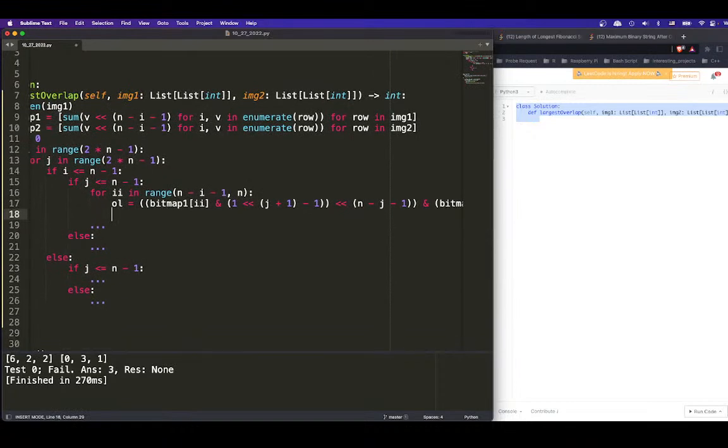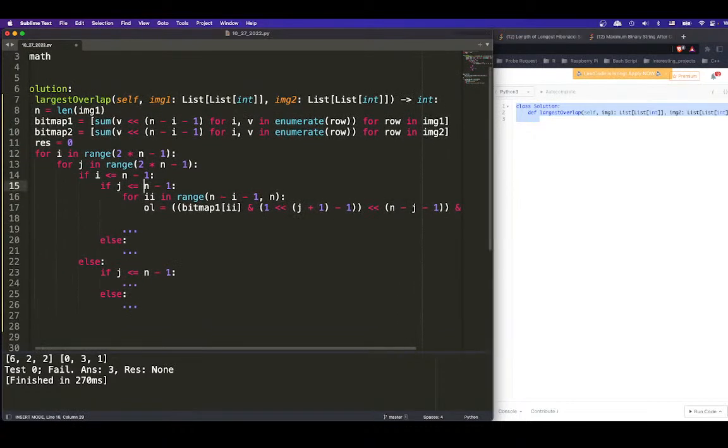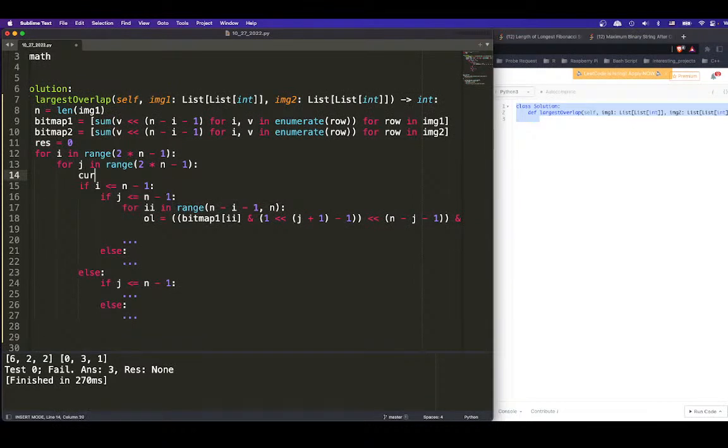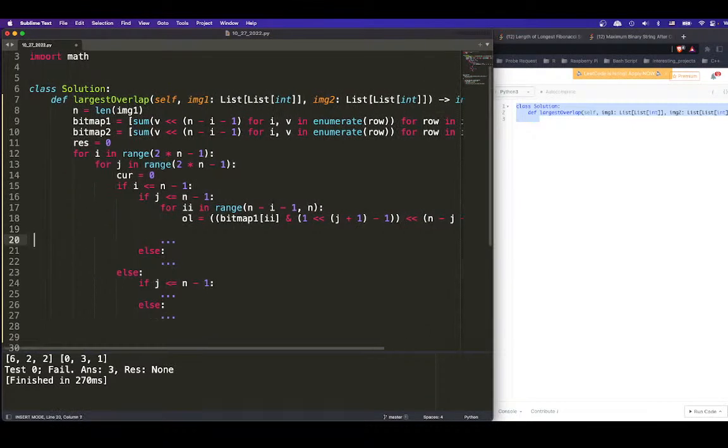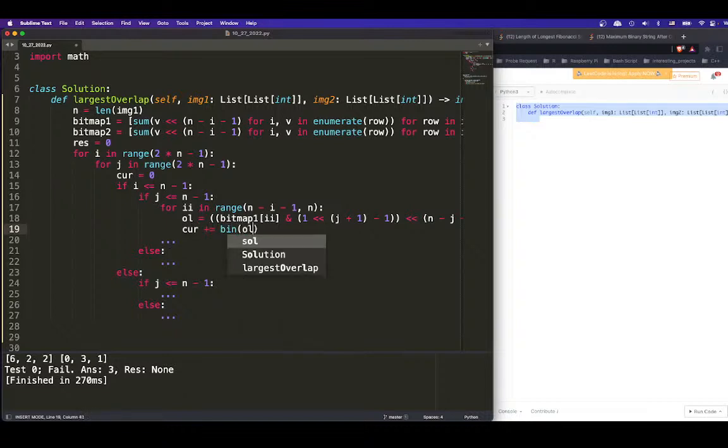Right, so this situation, this is each case, and then we say the current is going to be 0, right? And then for each one we go through, and we go to the next one, and we redo it. And then we say current plus equals binary OL dot count 1. So that's the number of overlap for this specific row. And then we go to the next I. So done. That is the first case.